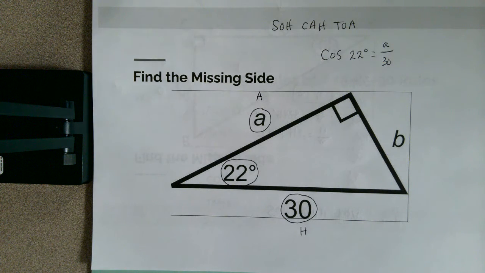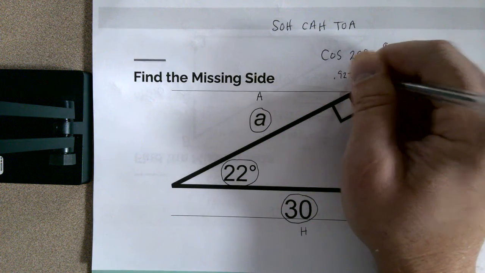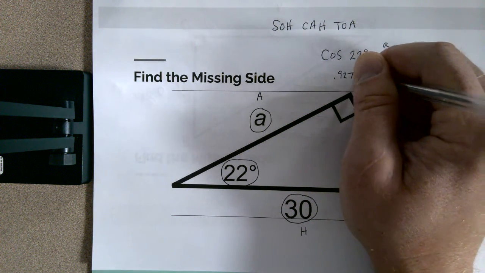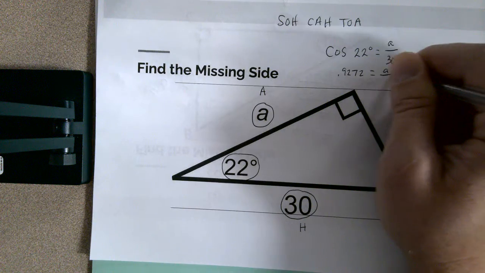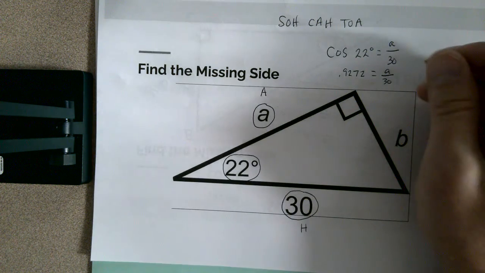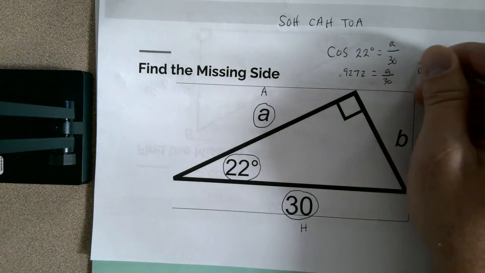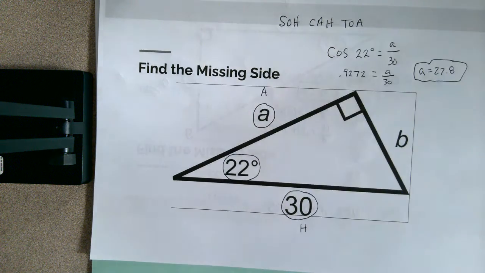You're typing in the cosine of 22. So when you type in the cosine of 22, hopefully you got 0.9272 if you round it, equals A over 30. And if we multiply that by 30, hopefully you're getting a length here. A is going to be 27.8 for your side length.